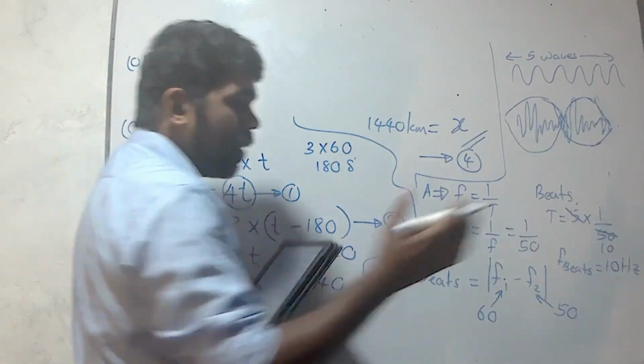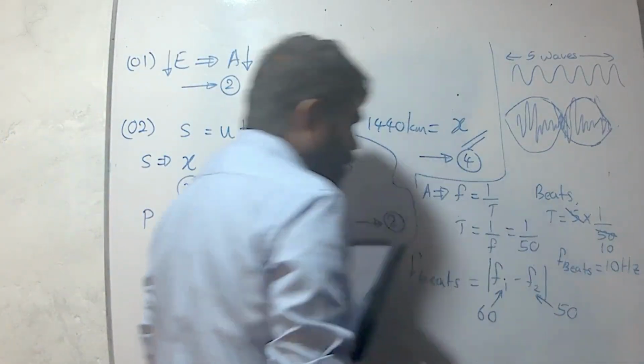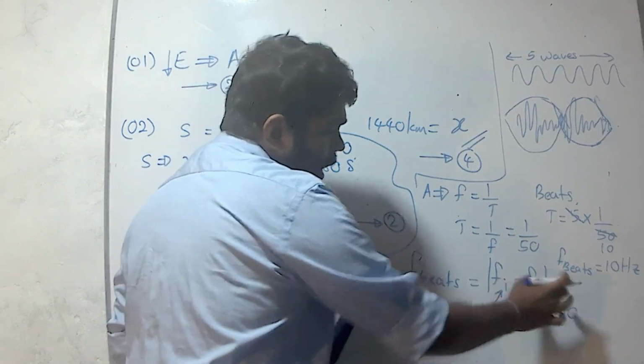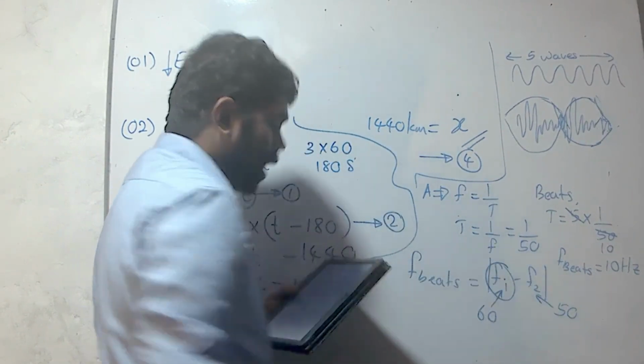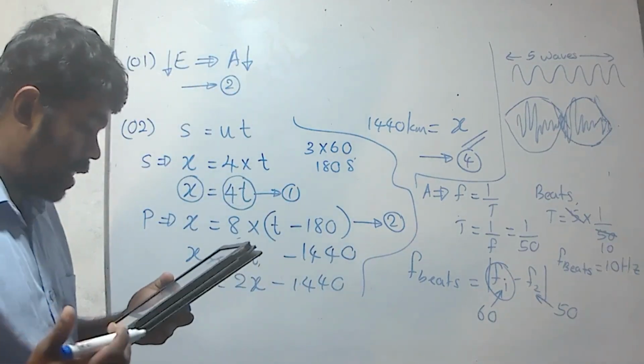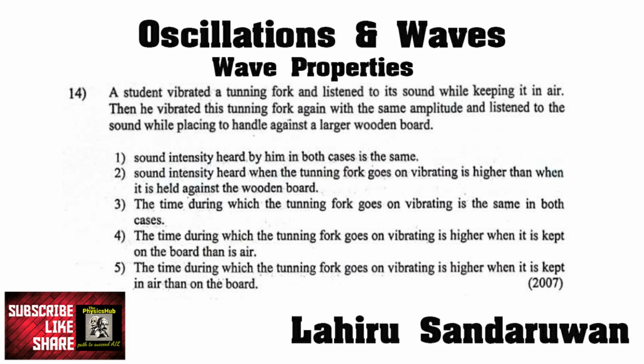We know that the beat frequency is 10 Hz, then the difference of these frequencies should be 10. Then the F1 value is 60 hertz. It means the answer is 3.